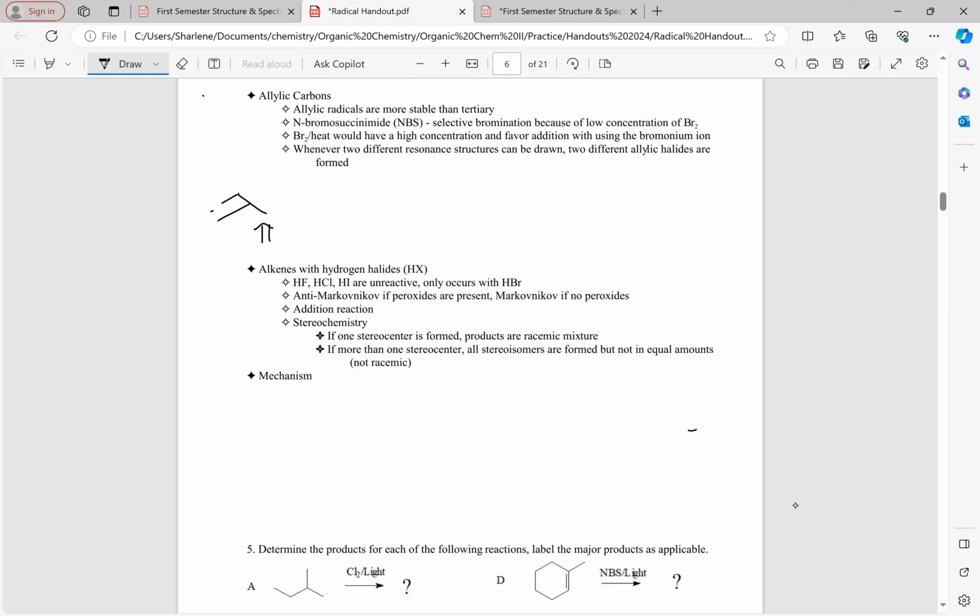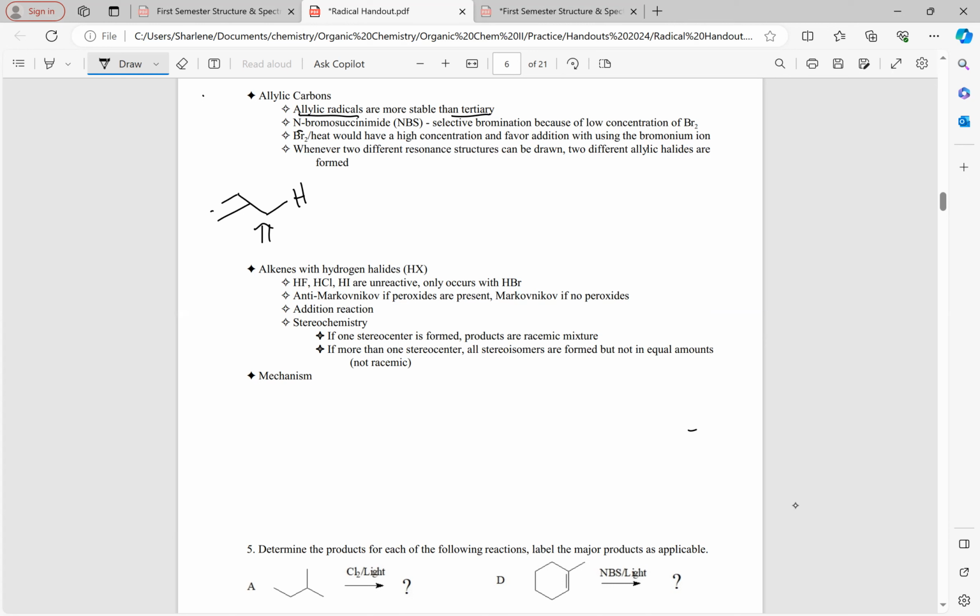If you ever go through an intermediate, look out for rearrangement and look out for resonance. Now, we know radicals don't rearrange, but we do have to look out for resonance. So I need to be careful when I make radicals in the allylic location. Okay, we do know allylic radicals are more stable than tertiary. We saw that using the bond dissociation energy.